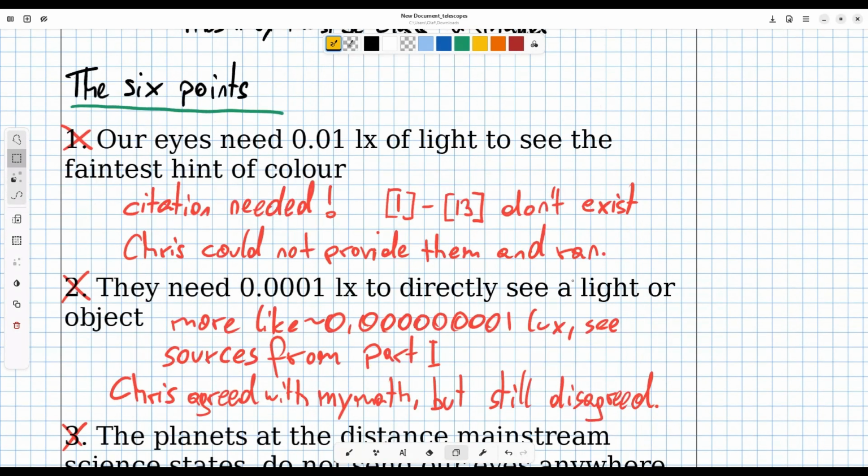The first point: our eyes need 0.01 lux of light to see the faintest hint of color. Citation needed, Chris. Chris, listen carefully. Your sources 1 to 13 don't exist. They say nothing about lux. 2 of these documents actually do exist. They mention nothing about lux and are in this context completely made up.